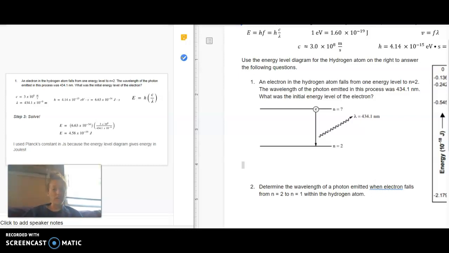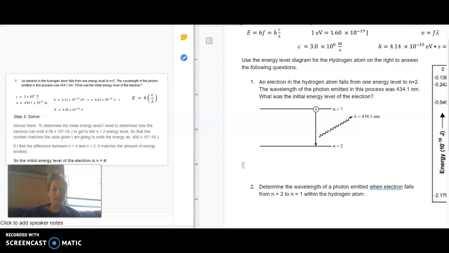Now, this isn't the final answer because what this problem is looking for is what energy level, what state did the electron start at? So I can use this energy to find that information. To determine the initial energy level, I need to determine how the electron can emit 4.58 times 10 to the negative 19 joules to get to the n equals 2 energy level.